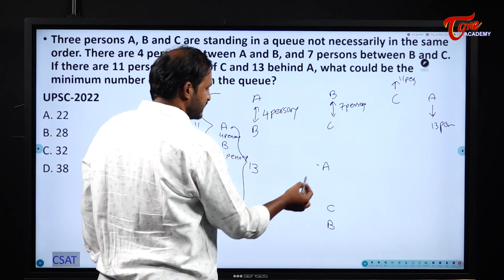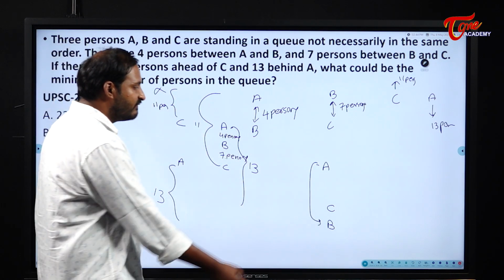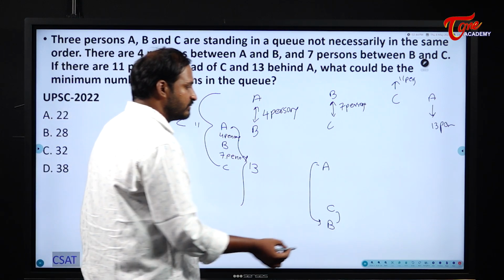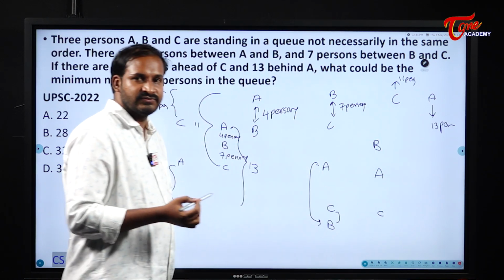Why, sir? What is the reason? Actually between A and B how many should I have? 4 people. But if I write like this, between C and B itself we have 7. Is it possible? No, not possible. So A, C and the other possibility is what? B. This is one more possibility.